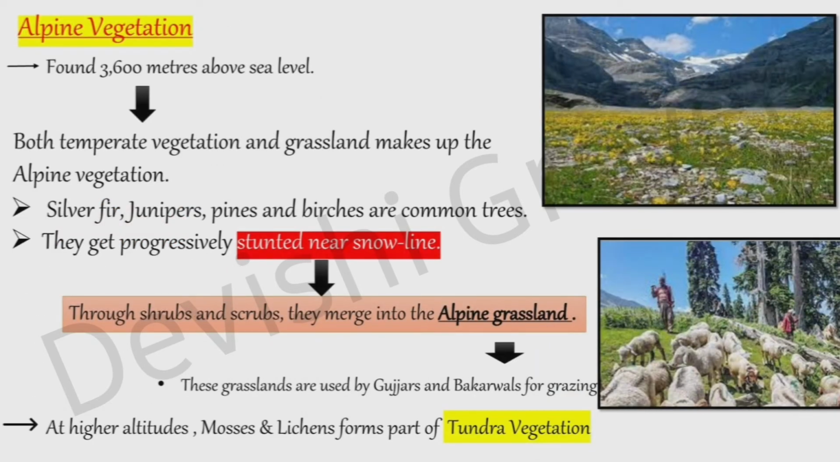Last but not the least, alpine vegetation. This type of vegetation is found 3600 meters above sea level. Both temperate vegetation and grassland make up the alpine vegetation. Silver fir, junipers, pines and birches are common trees. They get progressively stunted near the snow line. Through shrubs and scrubs they merge into alpine grassland. These grasslands are used by Gujars and Bakwals for grazing. At higher altitudes, mosses and lichens form a part of tundra vegetation.